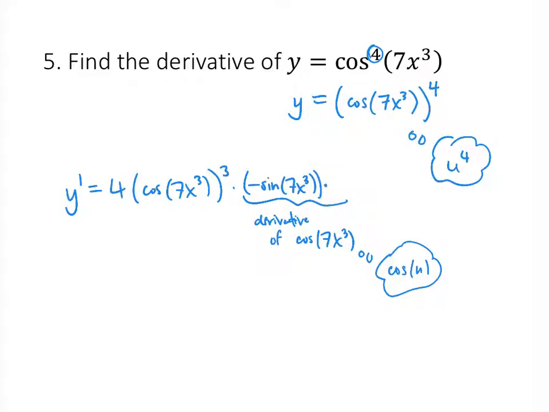But then we have to multiply that by the derivative of u, which is 21x squared. 7 times 3 is 21. And that's our derivative.